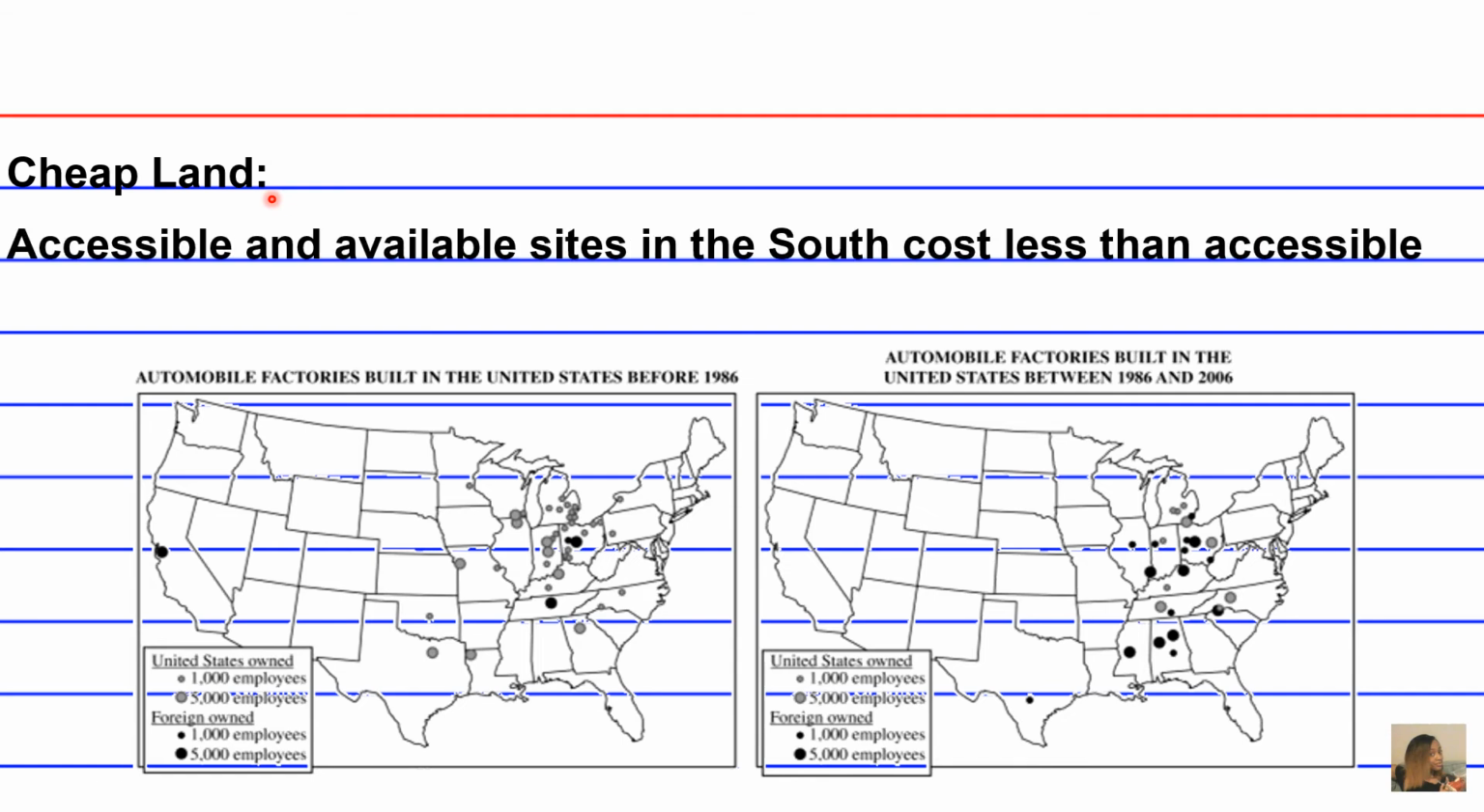So accessible and available sites in the South usually cost less than accessible and available sites in the North. Okay, hence why you see the changes in location. All right.